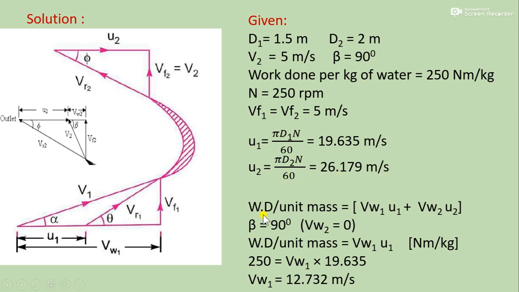Then we are given the work done per unit mass, that is 250. So we have to use the formula Vw1 u1 plus Vw2 u2. Again, this formula in the theory is for beta less than 90. For beta equal to 90 degrees, Vw2 is 0, which means this term becomes 0. So work done per unit mass is Vw1 u1 in Newton meter per kg. So 250 is equal to Vw1, which is unknown, into u1, which is calculated here. So we get Vw1 in meter per second.